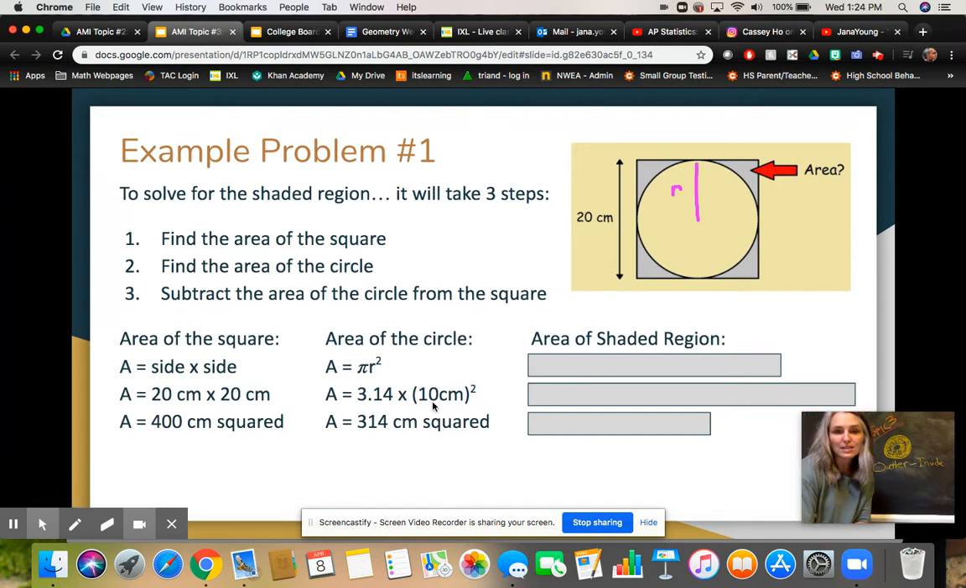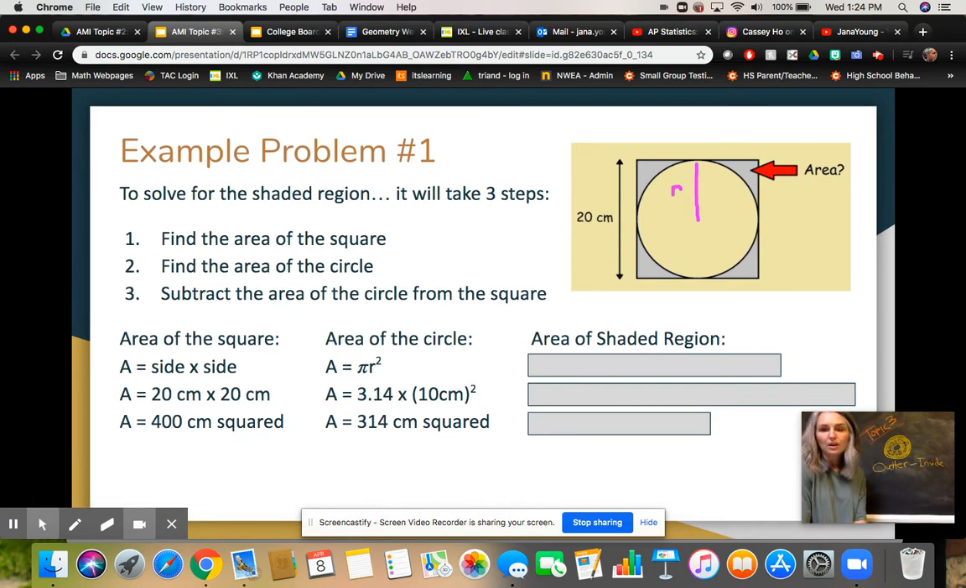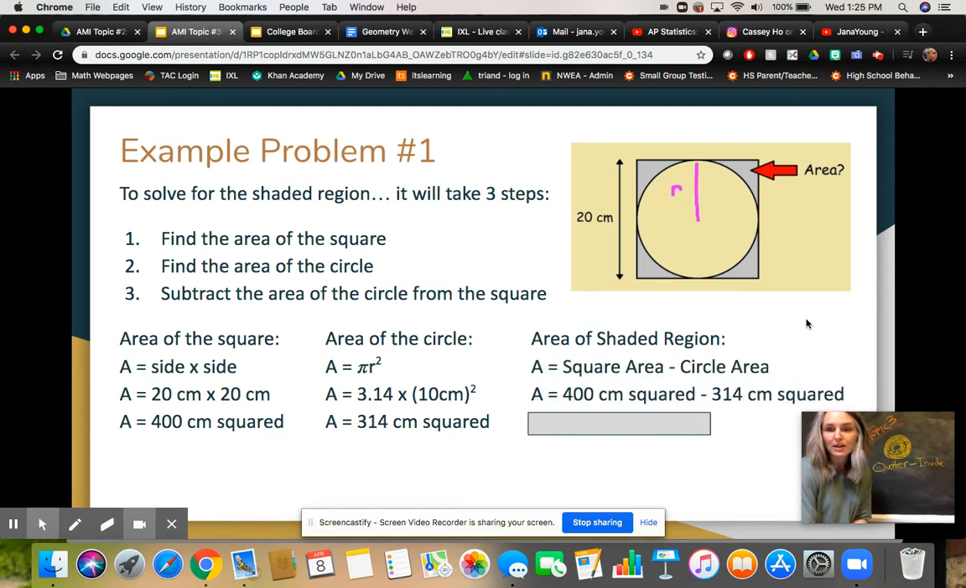And then the radius is 10 centimeters, and then we square it. And so the area of the circle is 314 square centimeters. So now I'm going to take that whole square and I'm going to remove the circle from it. So I'm going to do square minus circle. Okay? So square minus circle would be 400 minus 314, which would leave me with 86 square centimeters.